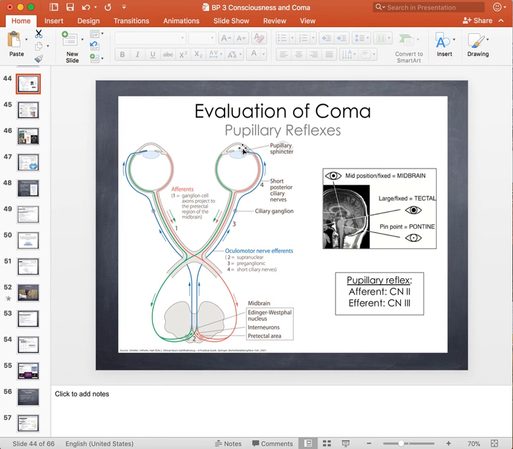Got it. And so it's cranial nerve 2 in and cranial nerve 3 out for constriction, and for dilatation, it's cranial nerve 2 in, but then it does that crazy sympathetic path down to the cervical ganglion and up to eventually the dilator of the pupil. Yep. How did I do?